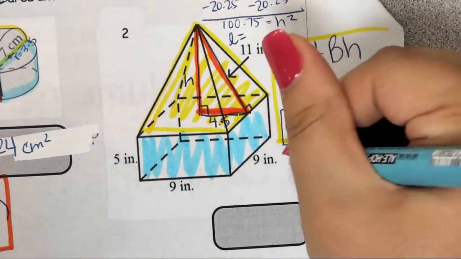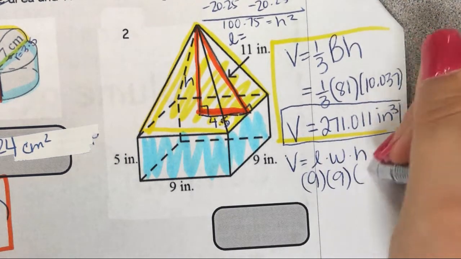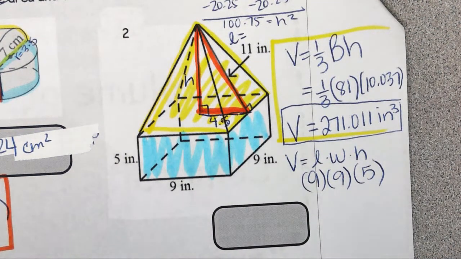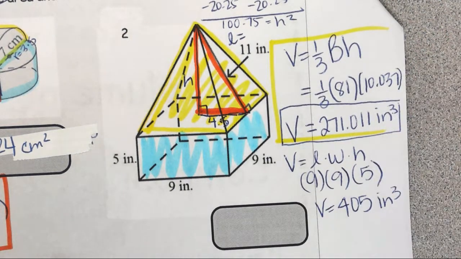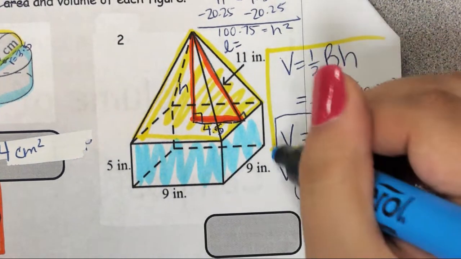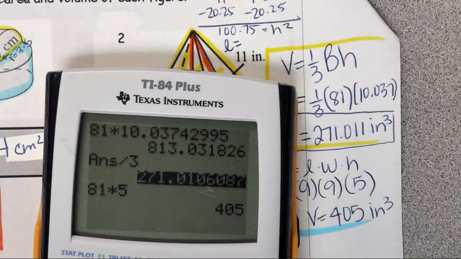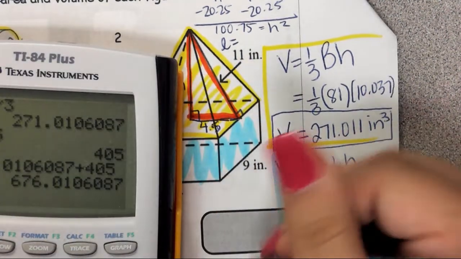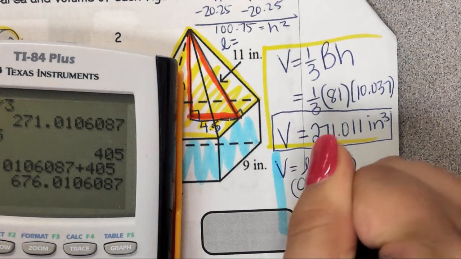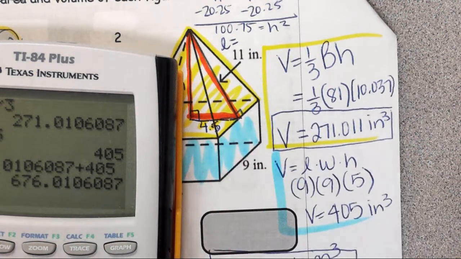9 times 9 times 5. 81 times 5. I know this is boring. Bear with me. 9 times 9 times 5. What's 81 times 5? 405. So is that my answer? No. What do I got to do? Take your full answer, add it to your other answer, and what do you get? The right answer. Inches cubed. And there's our answer.